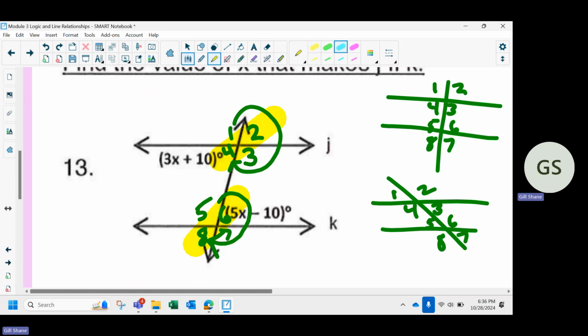Same concept is true for, actually, I'm going to get rid of the yellow. Same concept is true for the odds. 1 and 3 and 5 and 7 are vertical, so they have to be equal to each other. Well, again, if you remember your definitions, 1 and 5 are corresponding angles. They have to be congruent.